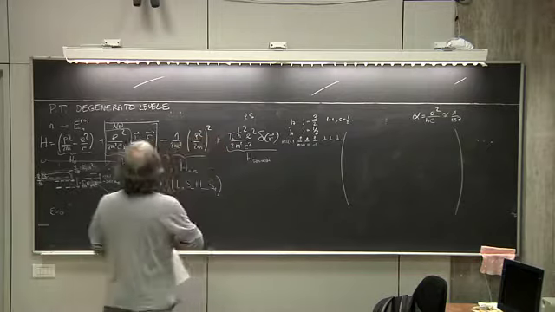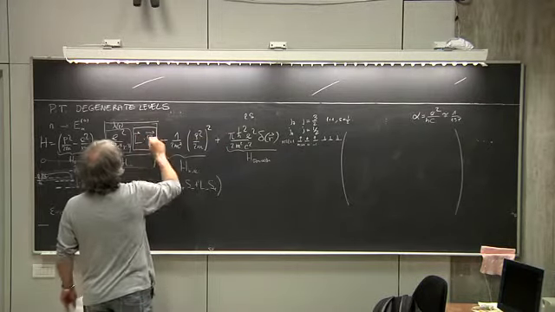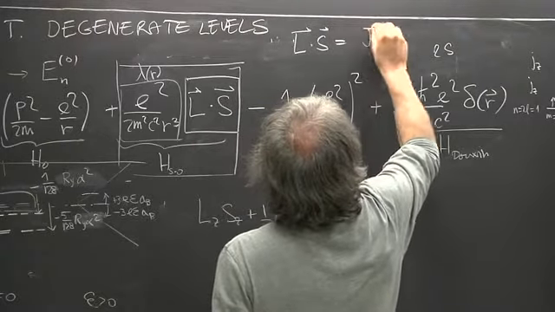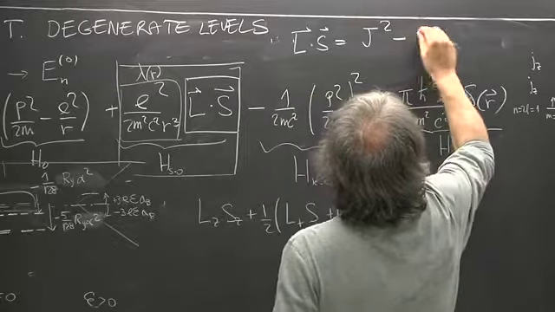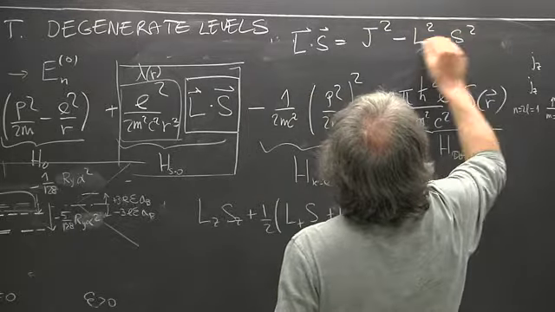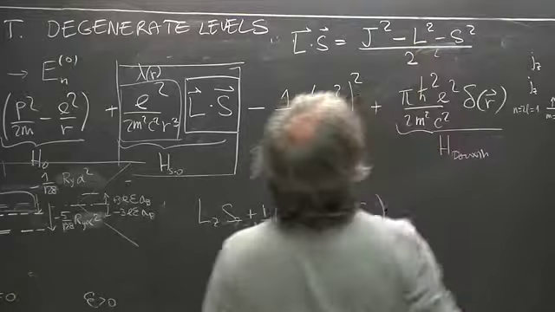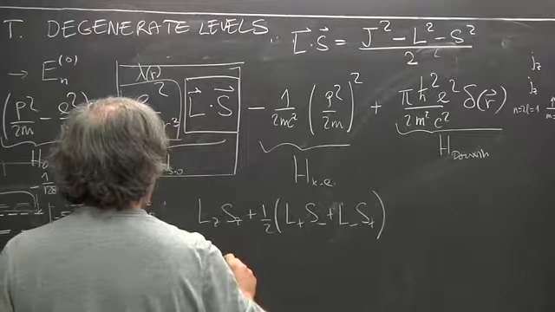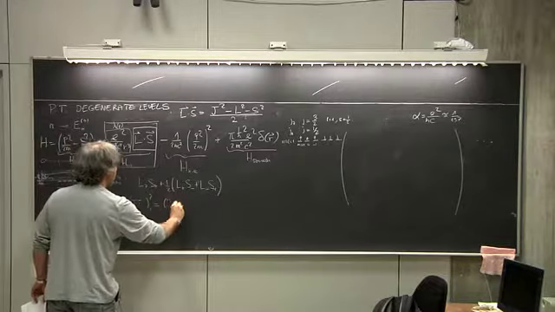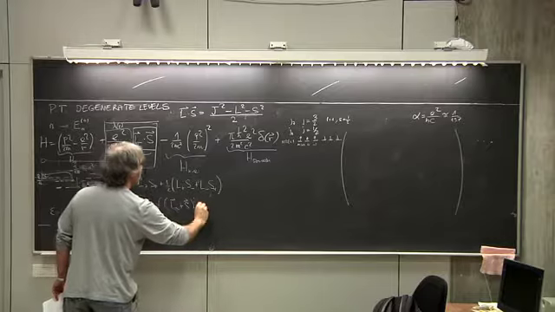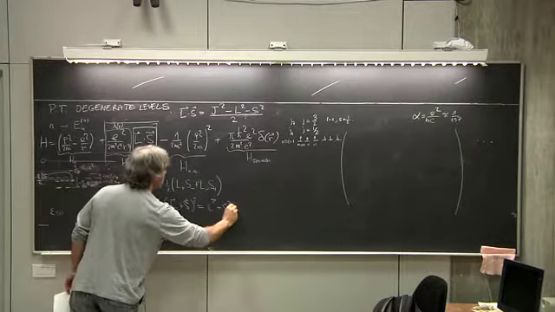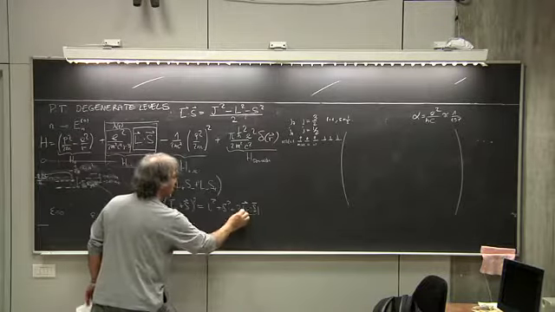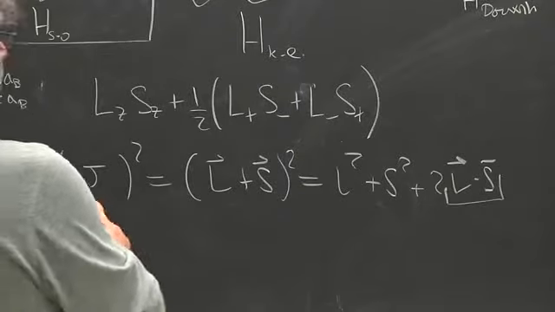Why? Because you realize that L dot S is nothing but J squared minus L squared minus S squared, divided by 2. Because remember, J squared is just (L plus S) squared, which is L squared plus S squared plus 2 L dot S. So this object here is really a child of these 3 guys.